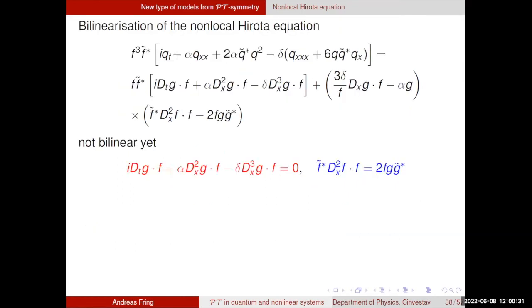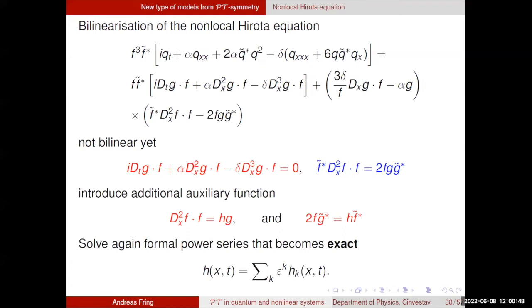Now, in the non-local case, there's a problem because if you read off the equations, this is not bilinear. Bilinear means there are only two of these fields, G and F. So one needs to enlarge the techniques, and we managed to do that. This is the trick. We make a new assumption, we introduce a new field, H, and that field H satisfies this equation, and then you can cancel out one of these factors.